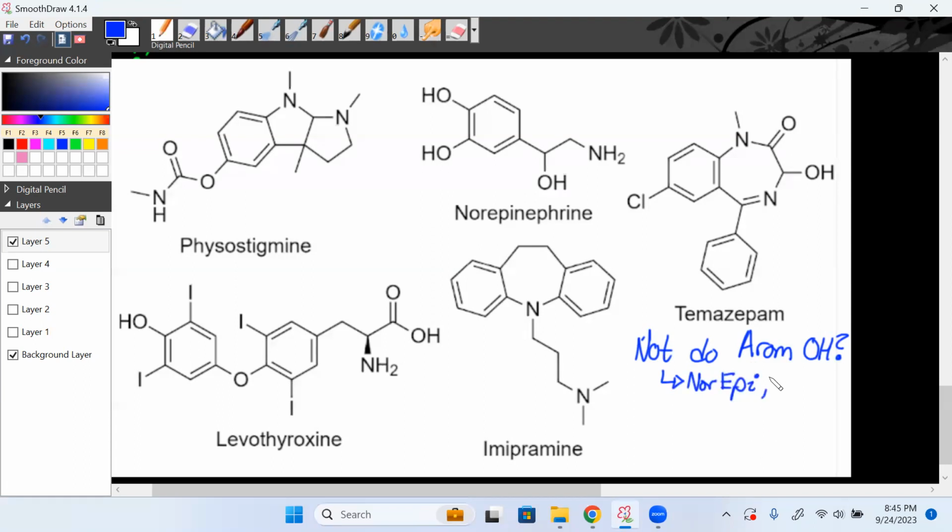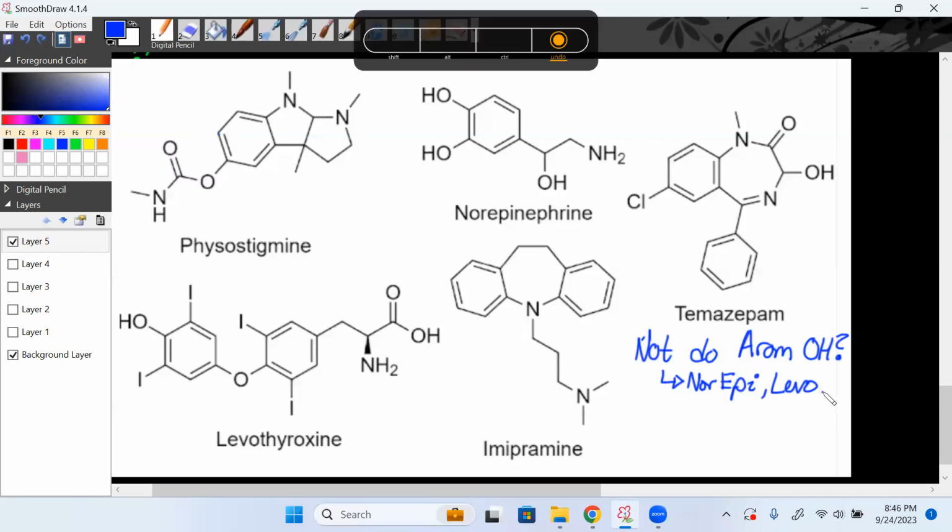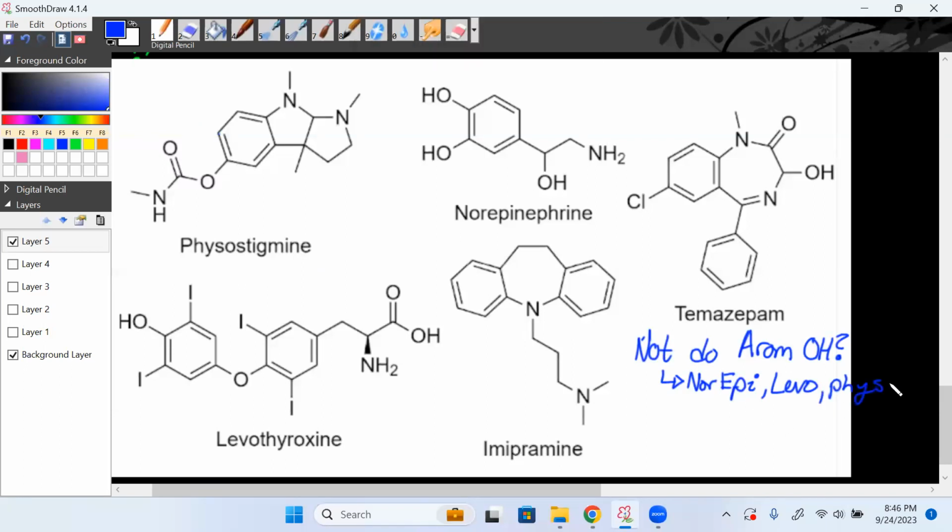Yep. Levothyroxine, definitely, because those para positions are taken up by groups already. And then I would agree that physostigmine, you might be able to get an OH here, but I'd say that it's potential. I'd say that any three of these would be potentially unable to do aromatic hydroxylation.